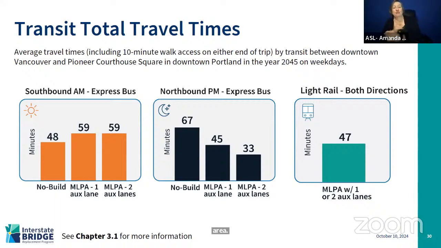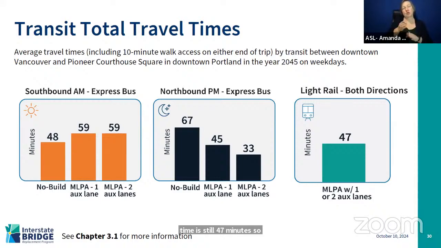So you're getting a little bit more flow down to that location where there's a bottleneck. But do note that the LRT travel time is still 47 minutes, so you won't be impacted by that downstream congestion on I-5. Versus then if you look at the northbound, it shows an improvement compared to the no build.